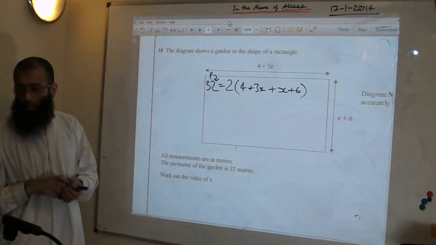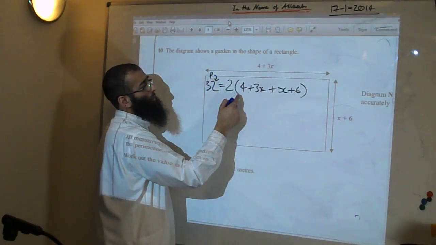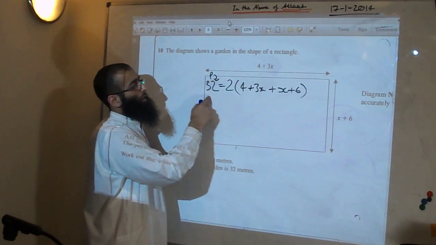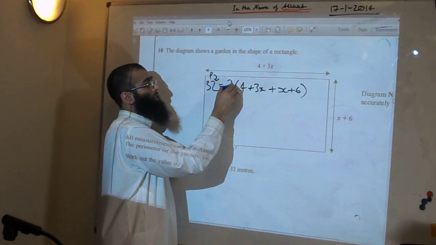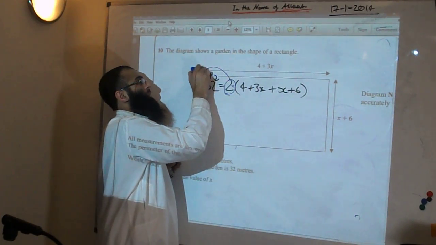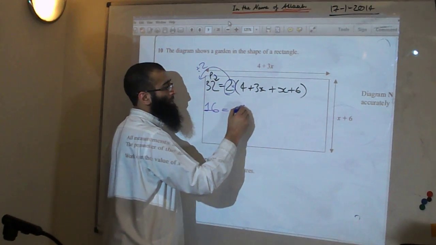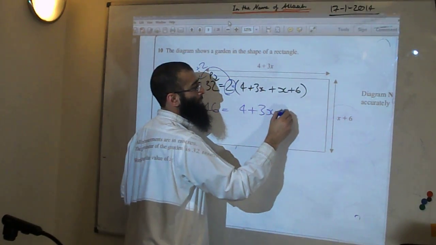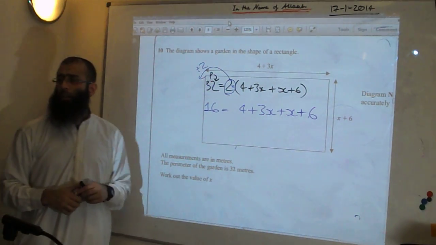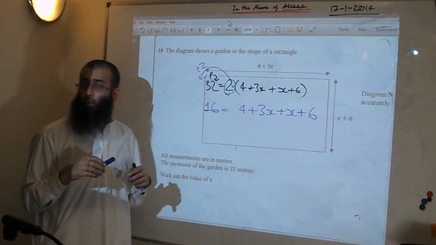Right, what do we do now, Hamza? What do we do to take these x's out from them? So we have 4 plus 3x plus x plus 6, times by 2, equals 32. We want to work out the x's, so first of all, there's a times by 2 here. What's the opposite of times by 2? So 32 divided by 2 will give us 16. Okay, now that we've moved the multiplier by 2 over, the brackets have evaporated. That's why they're gone.